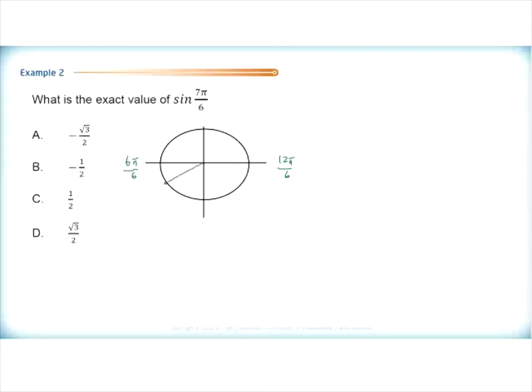So my terminal arm is located here. That's 7 pi over 6. Of course, the reference angle is pi over 6. If the reference angle is pi over 6, which is 30 degrees, the point is going to be root 3 over 2 and 1/2. In this quadrant, both are negative. I'm looking for the sine. The sine is the second coordinate, so it's negative 1 over 2. Answer is B. Sine is the second coordinate, cosine is the first coordinate.